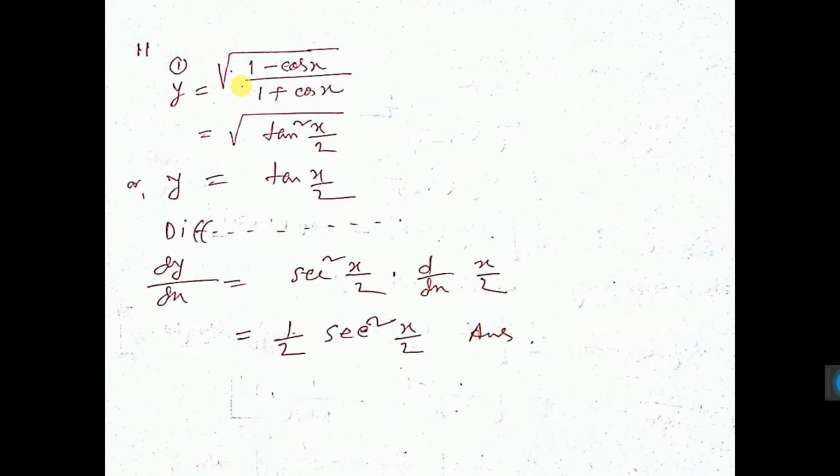Now see 11 part 1. y equal to this function, root over of this. Now 1 minus cos x by 1 plus cos x, one formula is there: tan square x by 2. Now root and square cancel. Only tan x by 2.